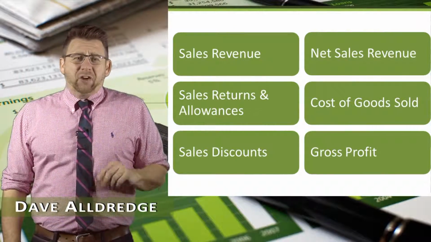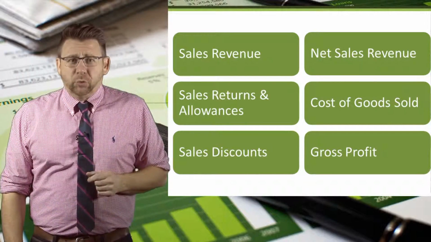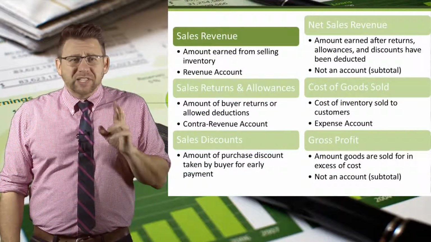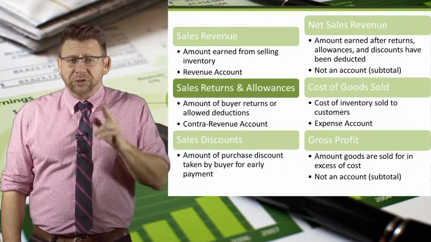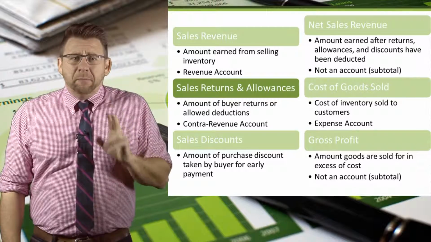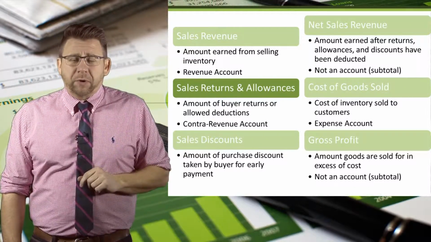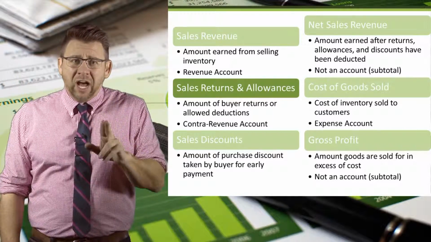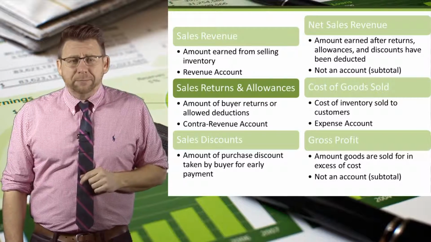We've learned some new accounts related to the sale of inventory. Let's recap those and add a couple new ones. Sales revenue is the amount earned from selling goods. It's a revenue account. Sales returns and allowances is the amount of buyer returns or allowed deductions from invoice price. It is a contra revenue account, which means it has a normal debit balance.